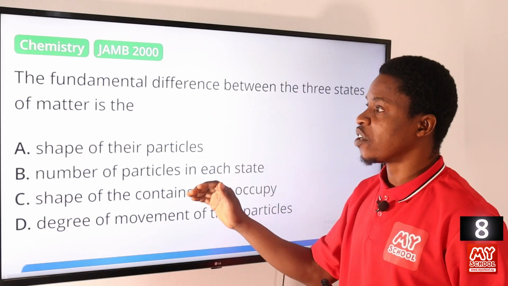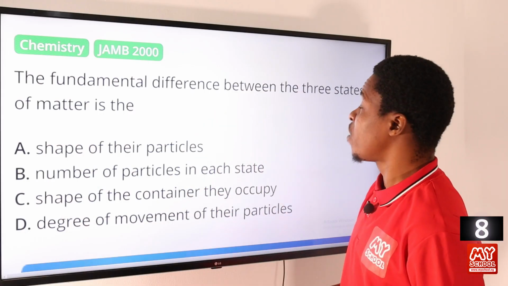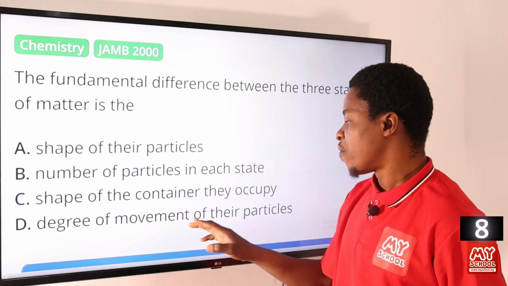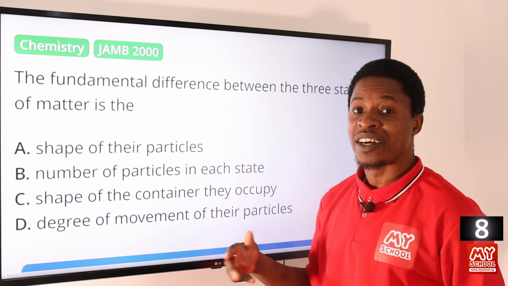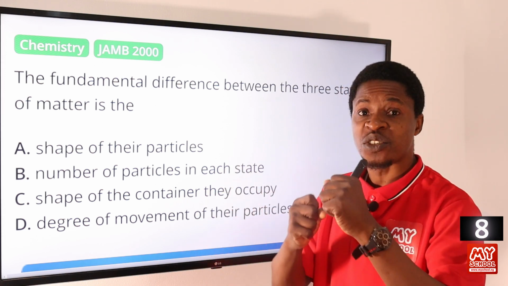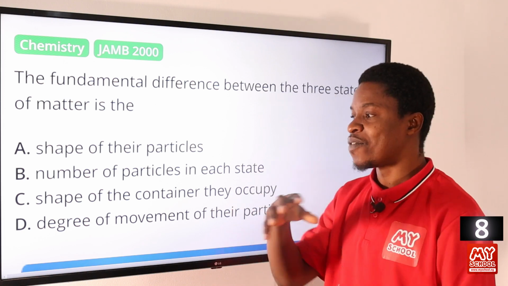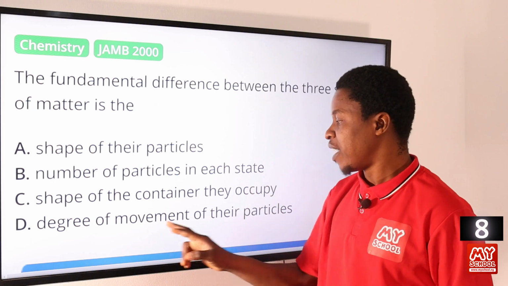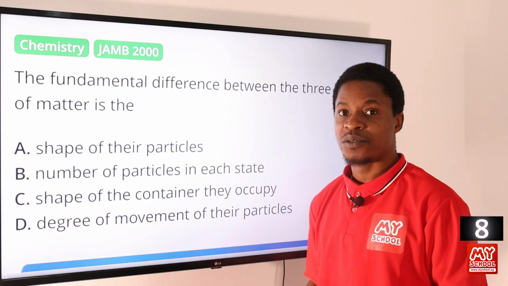So among these options, the fundamental difference between the three states of matter is the degree of movement of their particles. We talk about entropy for gases, their level of disorderliness. So the correct answer is option D, degree of movement of their particles.